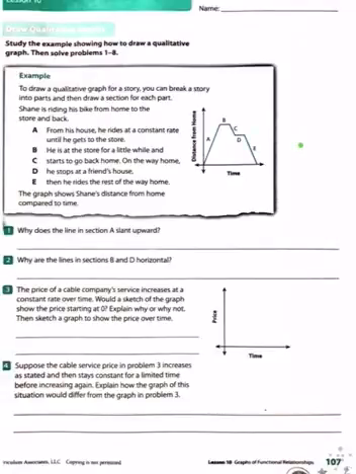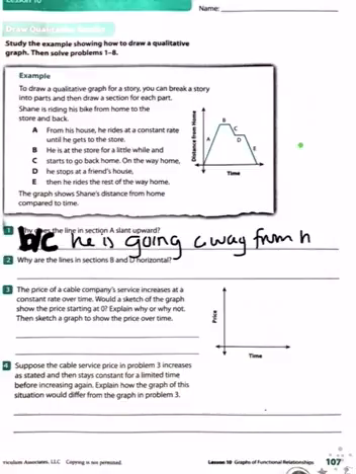Number one, why does the line in section A slant upward? Because he is going away from his house.